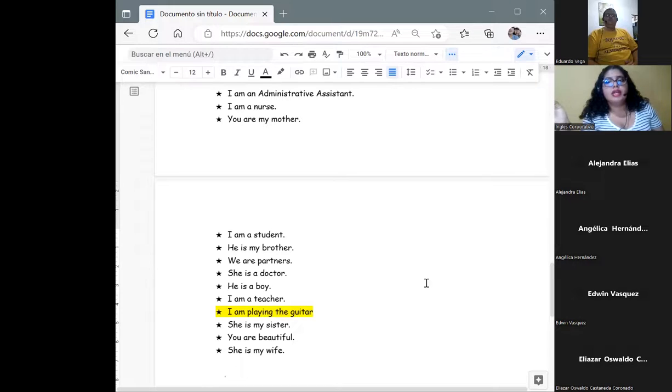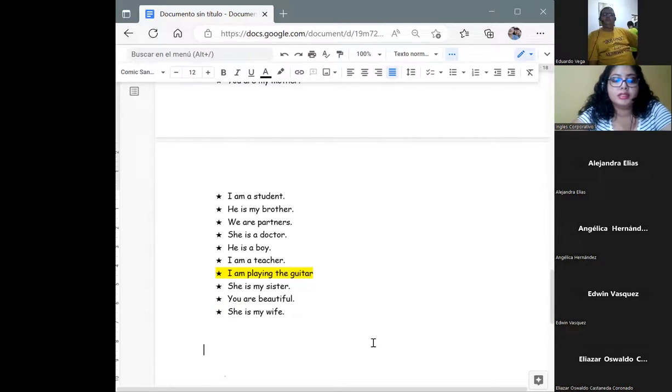Correr, saltar, bailar, cantar, comer, reír, leer, escribir. All of those actions are verbs. Todas esas acciones son verbos. But we are going to see some examples of verbs in English that are regular ones. Vamos a ver algunos ejemplos de verbos regulares.